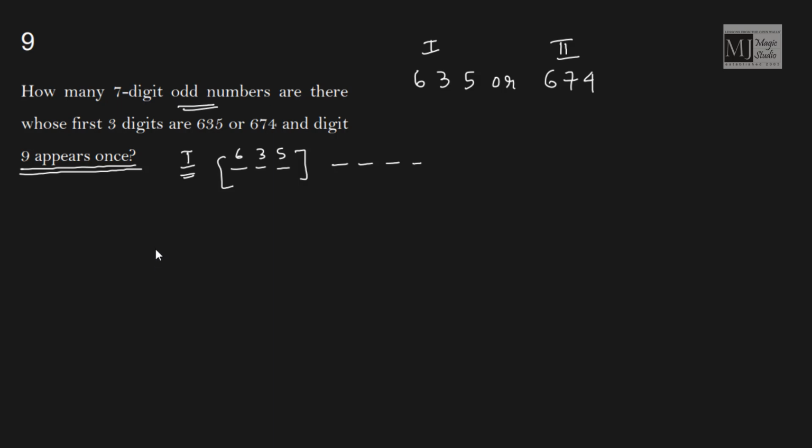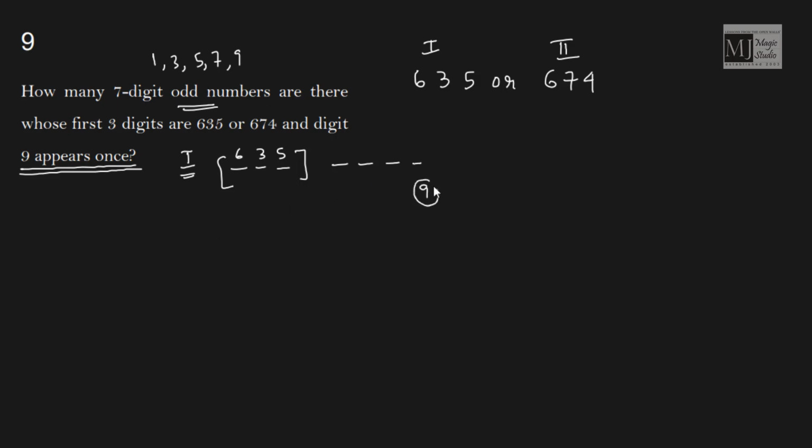Digit 9 should appear, and that too only once. It cannot repeat. Otherwise all other digits may repeat. Now how logically we need to go slowly, step by step. These all are odd numbers. That means last digit can be either 1, 3, 5, 7 or 9.